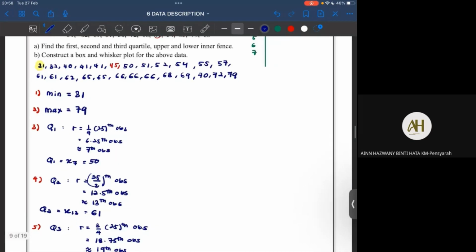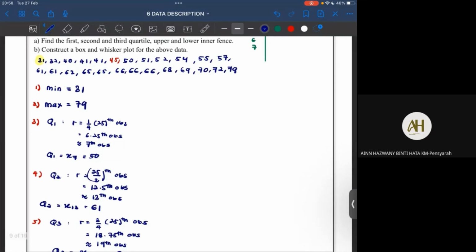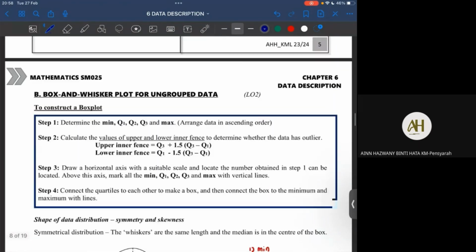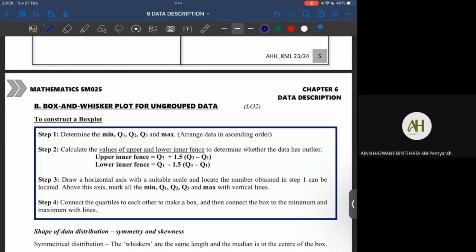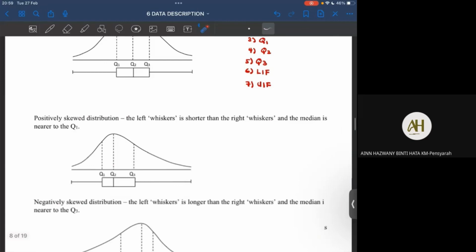Next. Yang ke-6 dan ke-7, kita perlukan upper inner fence dan juga lower inner fence. Untuk cari upper inner fence dengan lower inner fence, kita perlukan interquartile range first. Okay, interquartile range which is Q3 minus Q1. So macam mana nak cari upper dan lower inner fence? Basically kita akan guna formula ini sahajalah. So you have to memorize this formula. Upper inner fence ialah Q3 plus 1.5 multiply by interquartile range kita. Lower inner fence, Q1 minus 1.5 multiply by interquartile range kita. Okay. Kenapa 1.5? Dia memang macam tu.